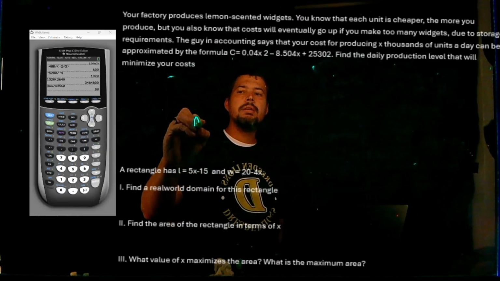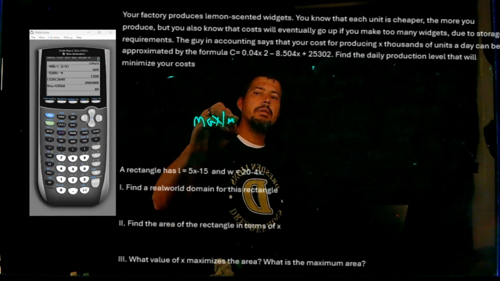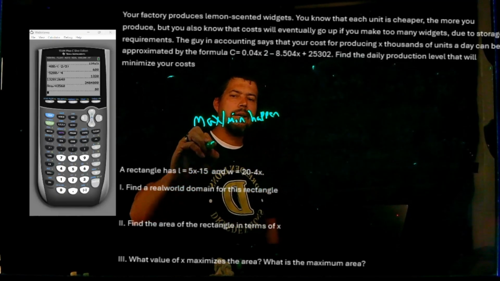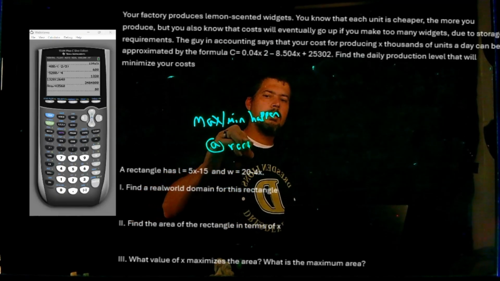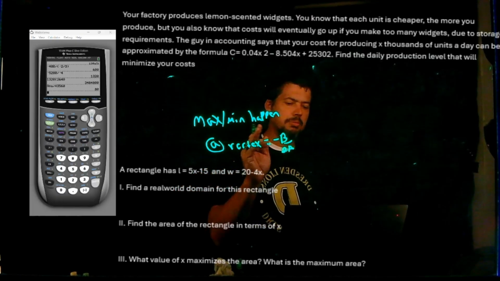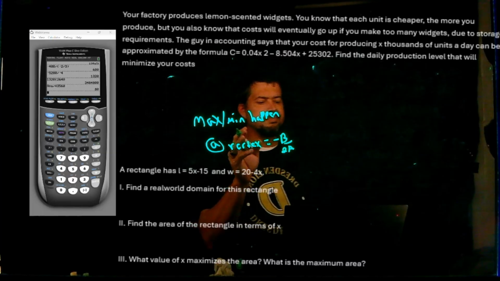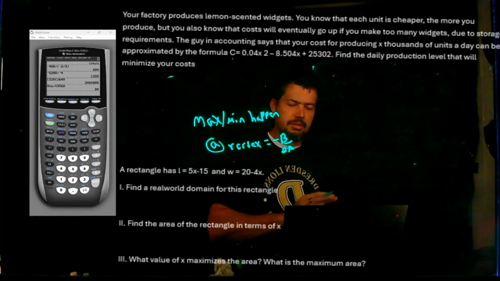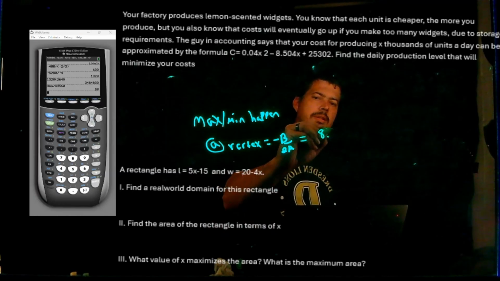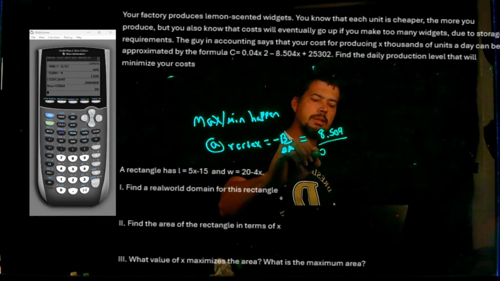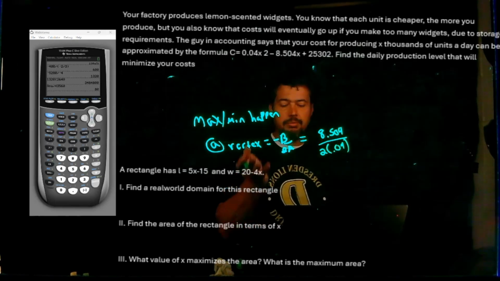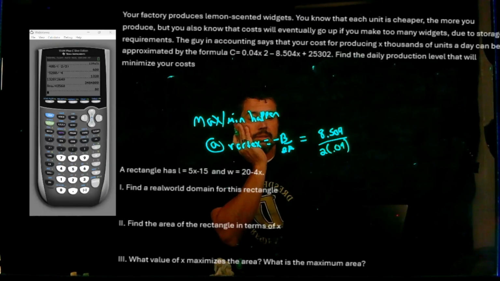So the idea here is that the max or the min happens, and it's not a hard thing to do, at the vertex, which is opposite b over twice a. So this is a really simple problem. So b is that funky decimal 8.504. It's negative b, so we're going to have to make that number a positive. And that's sitting over twice a, which is 2 times 0.04. And then we're just going to push some buttons and we're going to be done with it. It's not a hard problem.